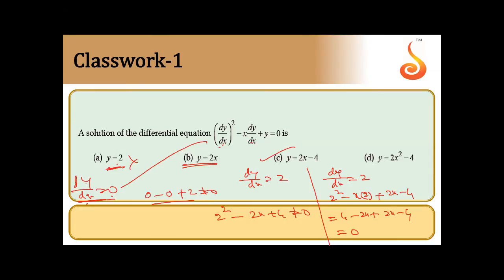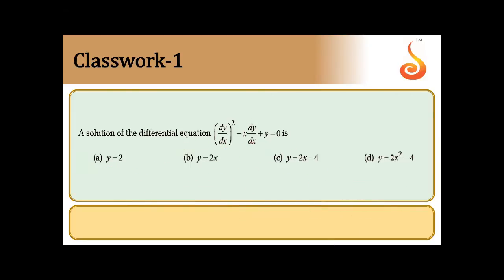Now the question is in terms of dy by dx. So differentiate the options, find dy by dx. Which option is matching with this one? That's the only answer you can take. For the second option, dy by dx is 2. If I substitute this value here, the LHS will not be 0. So the second option is ruled out. The third option is matching with this one. Okay. The next question.